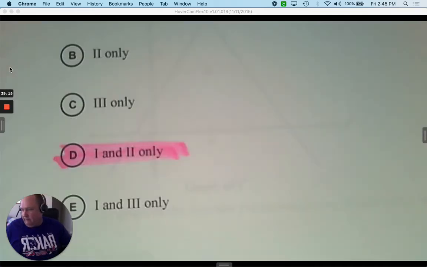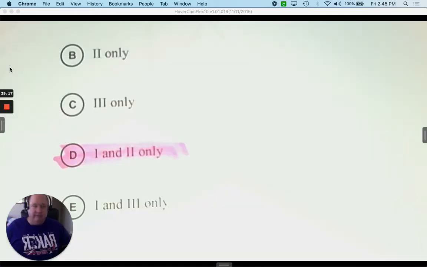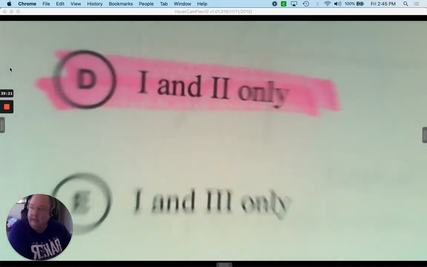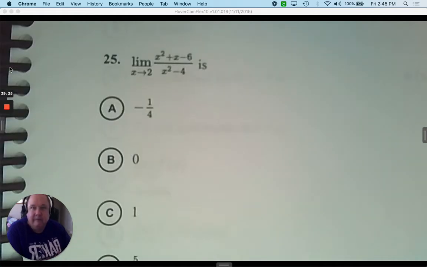That's where it is. 25. Again, I'm going to try to get this camera to not keep blinking. There's something with light that's happening. I don't quite understand it. 25. It's probably the camera.